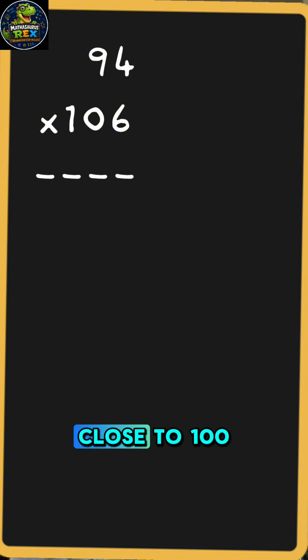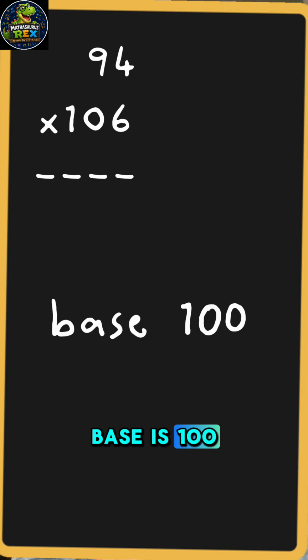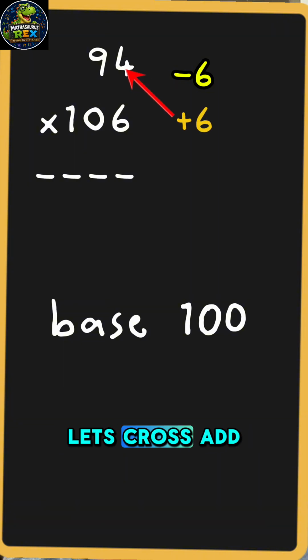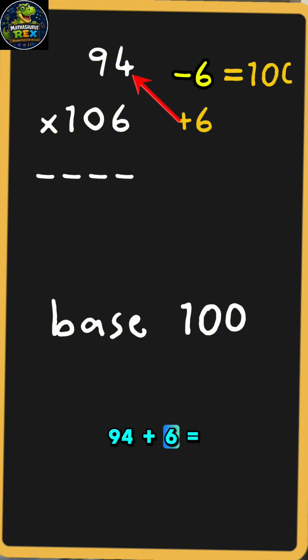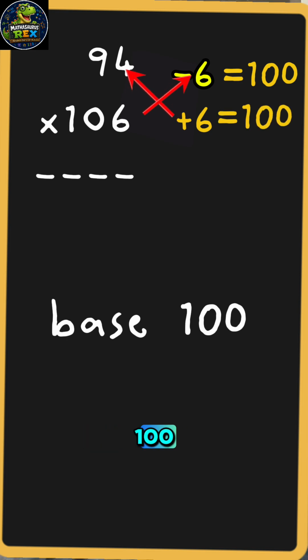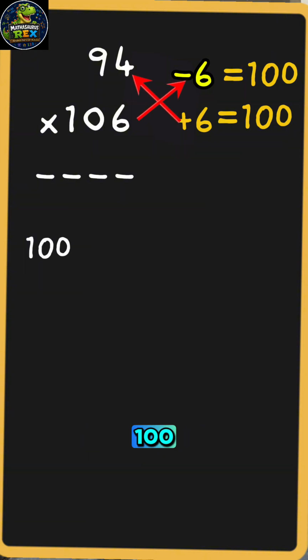Both numbers are close to 100, so our magic base is 100. 94 is 6 below 100, so I write negative 6. 106 is 6 above 100, so I write positive 6. My cross add: 94 plus 6 equals 100, or 106 minus 6 also equals 100. So the first part of my answer is 100.